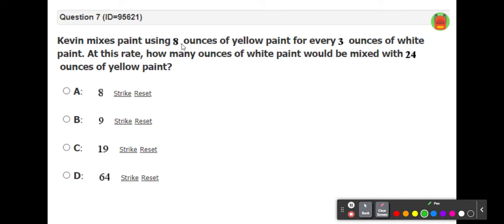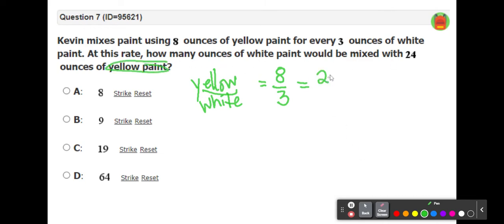strategy, right? Kevin mixes paint using 8 ounces of yellow for every 3 ounces of white. So 8 ounces of yellow to 3 ounces of white. At this rate, how many ounces of white paint would be mixed with 24 ounces of yellow? So 24 ounces of yellow, always look at the words right after, goes in the top, and I'm going to figure out how much white paint that would be.